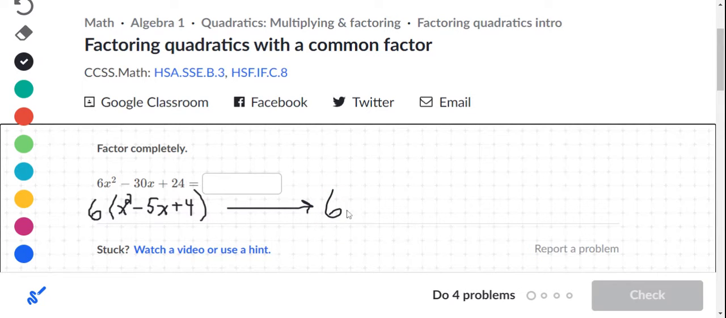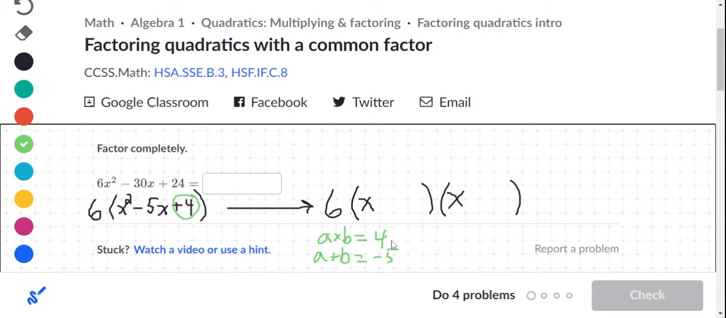Note, I'm still writing the 6. 6 is still part of the equation. But then we're going to factor that trinomial into two binomials. All right, just like the last assignment, we need an x and an x. This 4, positive 4, tells us we need two numbers that multiply to equal 4 that also add up to negative 5. We need two numbers to do that.